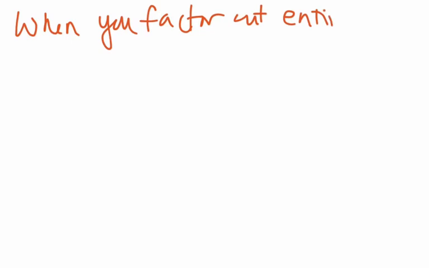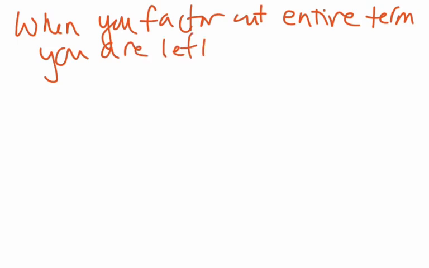When you factor out everything, when you factor out the entire term, you are left with a 1, not a 0. So while I understand the 0 and I know where people get the 0 from, and it's not illogical, okay? It's not illogical at all to get the 0. It's just incorrect, and we need to remember this.